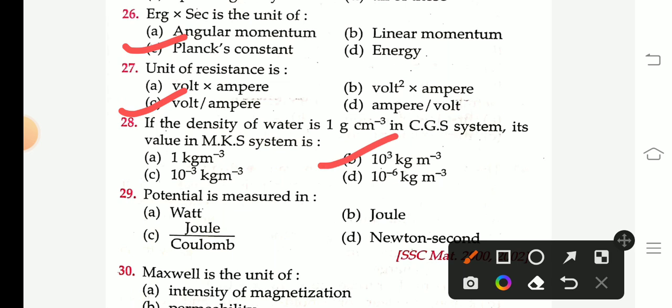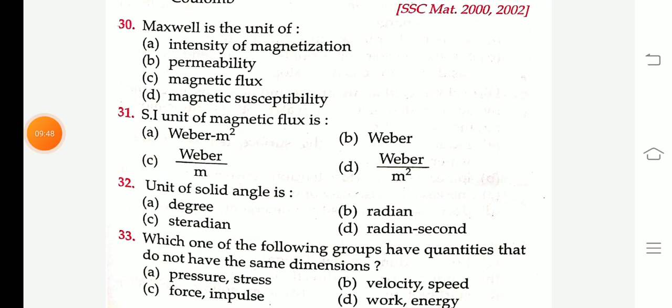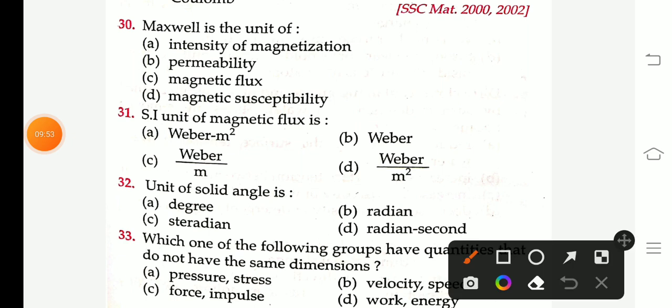If the density of water is 1 gram per cubic centimeter in the CGS system, its value in the MKS system is 10 cube kg per cubic meter. Potential is measured in joule per coulomb. Maxwell is the unit of magnetic flux. SI unit of magnetic flux is... unit of solid angle is steradian.